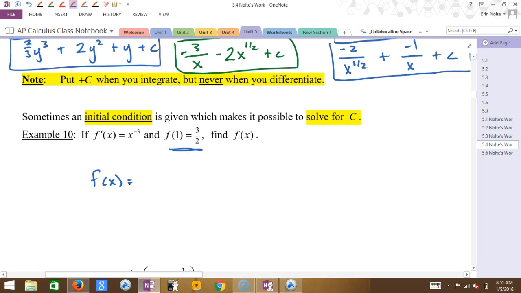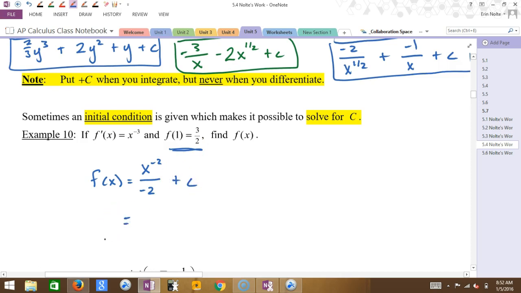What's the antiderivative of x to the negative 3rd? X to the negative 2 over negative 2, right? Which then becomes, so we'd have a plus c. Okay, so how would I rewrite that?